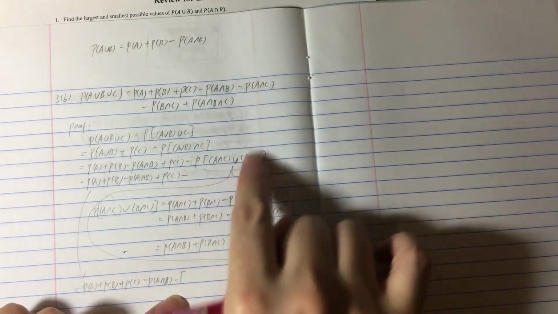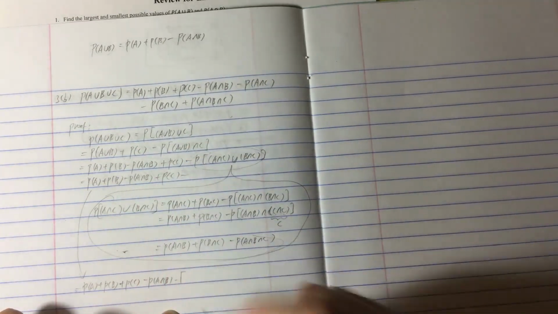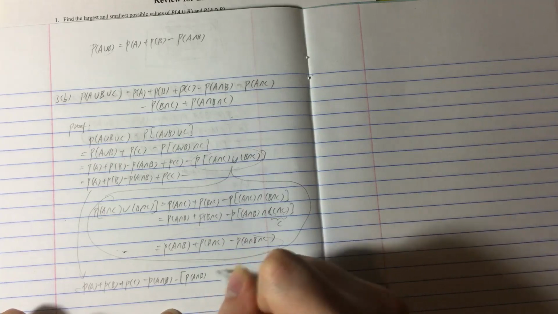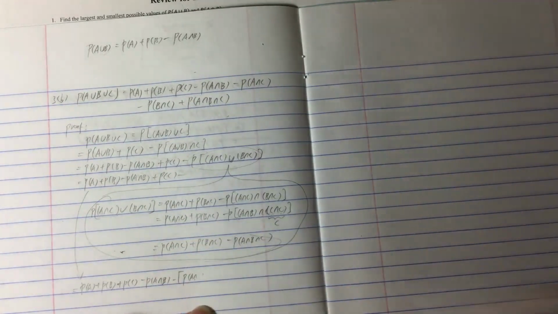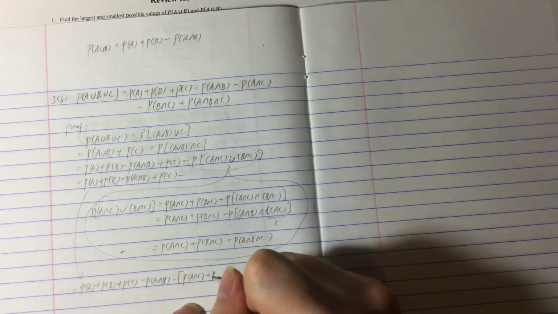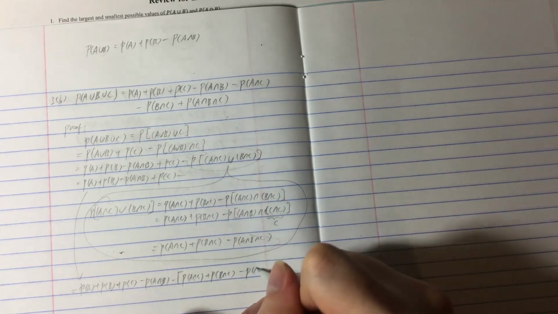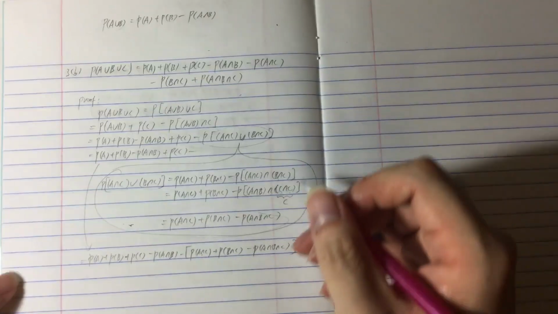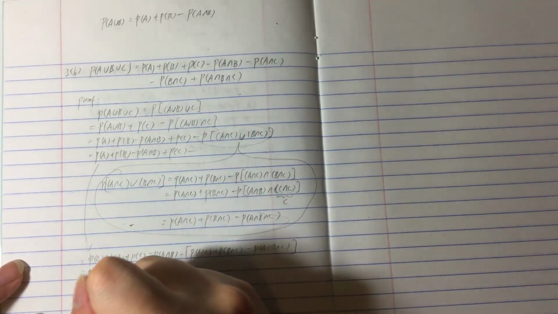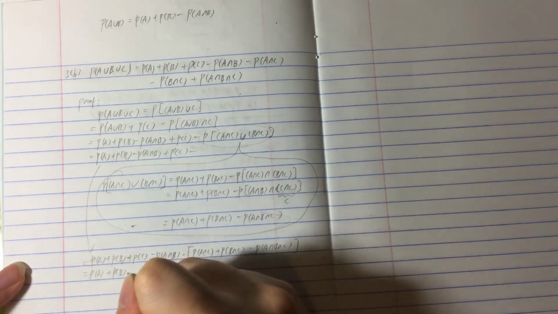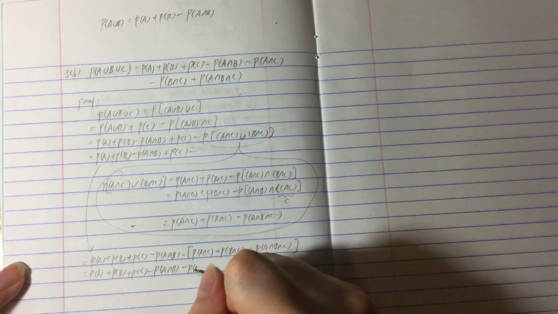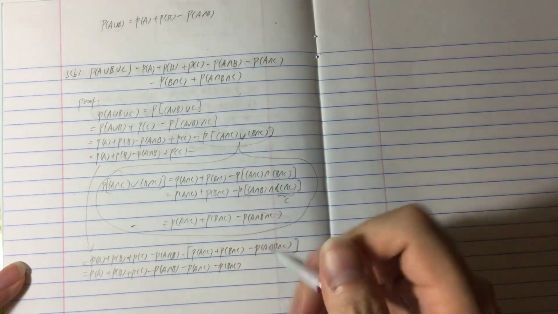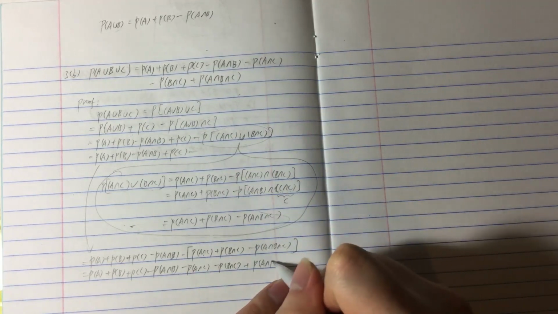What's in the parentheses here is this expression. This expression is these three sets here. Sorry, this is A intersection C. Probability of A intersection C plus probability of B intersection C minus probability of A intersection B intersection C. Then finally, if I distribute the negative sign, it can be rewritten as probability of A plus probability of B plus probability of C minus probability of A intersection B minus probability of A intersection C minus probability of B intersection C plus probability of A intersection B intersection C.